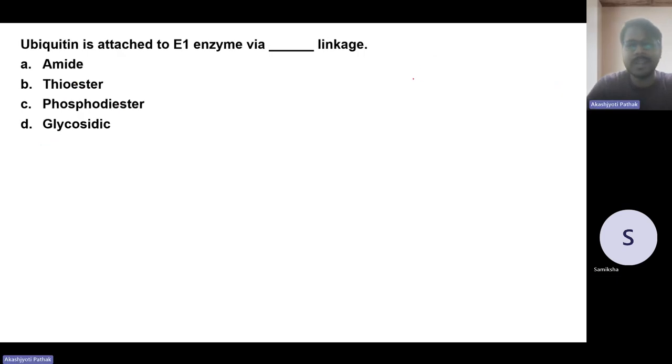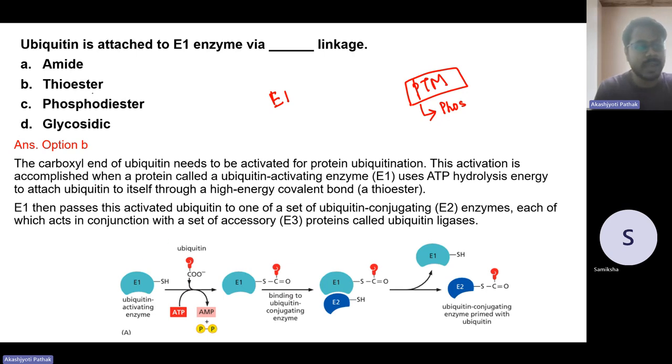Now there is one question related to post-translational modification. In post-translational modification, the topics that were discussed were phosphorylation and ubiquitinylation, right? Related to ubiquitin, the question is: ubiquitin is attached to the E1 enzyme via a dash linkage. You have to understand the proteasomal ubiquitin pathway that takes place in cells. There are different enzymes E1, E2, E3. I'm not going into too much detail. Basically, the answer is thioester bond.